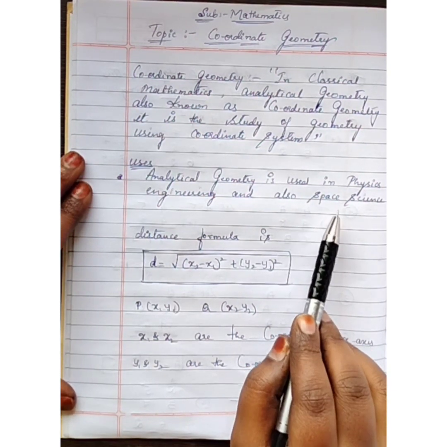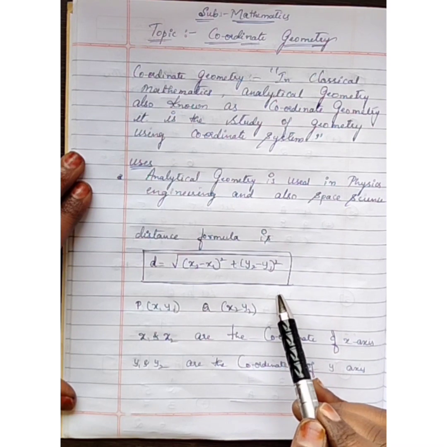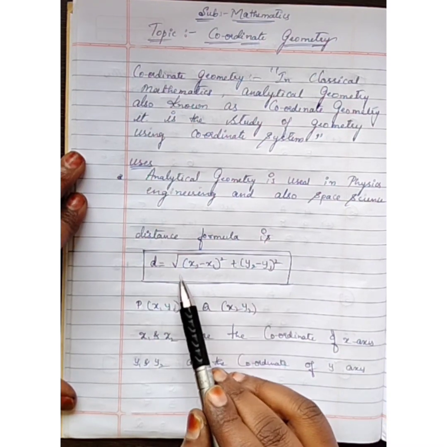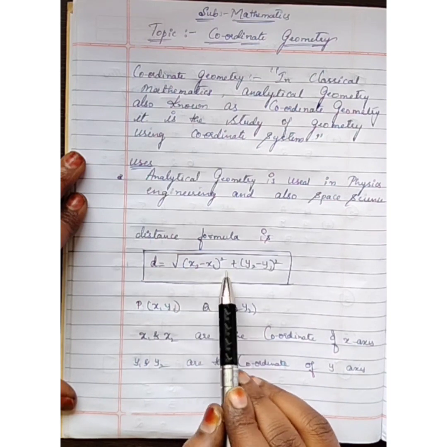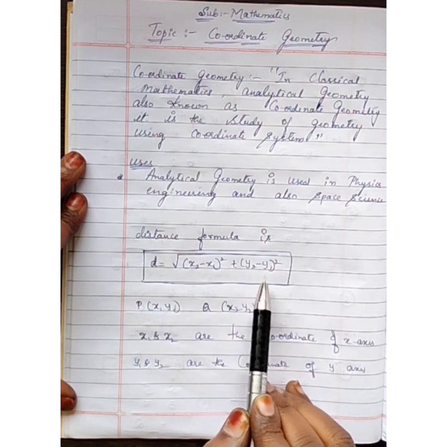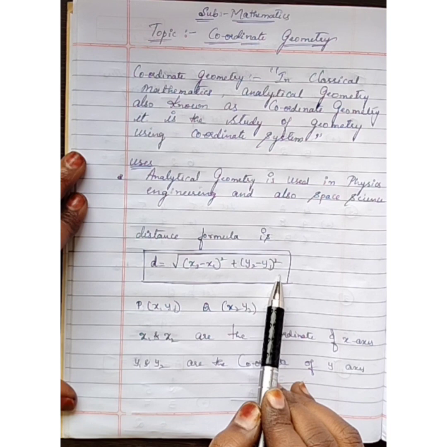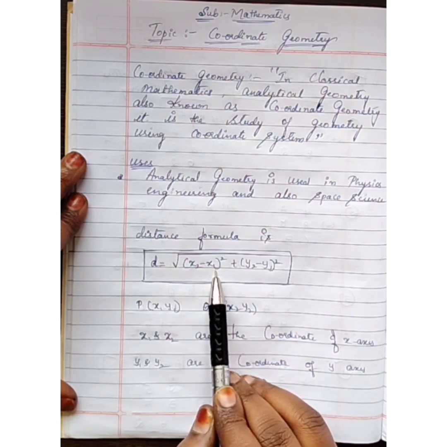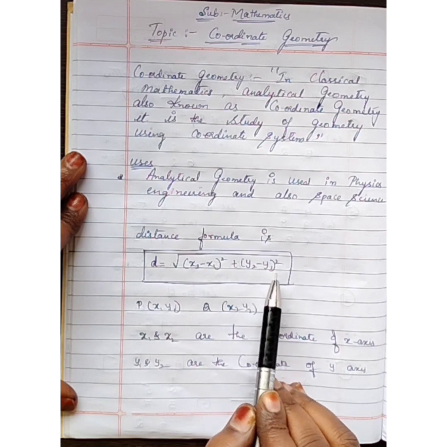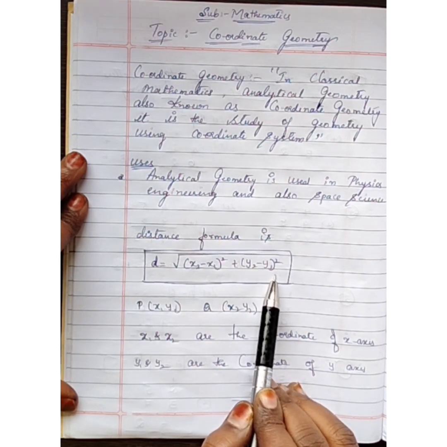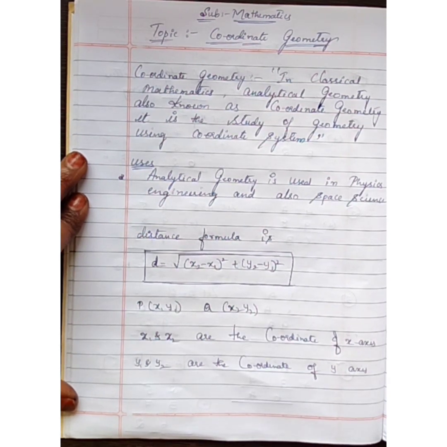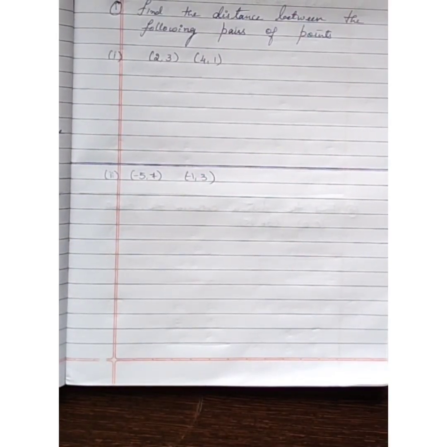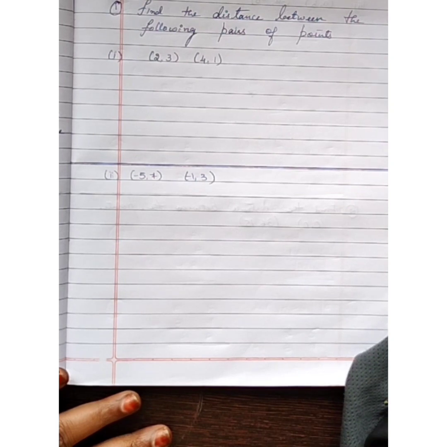Okay dear students, here one formula is there. That formula is known as the distance formula. Here d equal to root of (x2 minus x1) whole square plus (y2 minus y1) whole square, where x1 and x2 are the coordinates of the x-axis and y1 and y2 are the coordinates of the y-axis. Okay children? Okay dear students, in this class we will solve some more exercise problems.